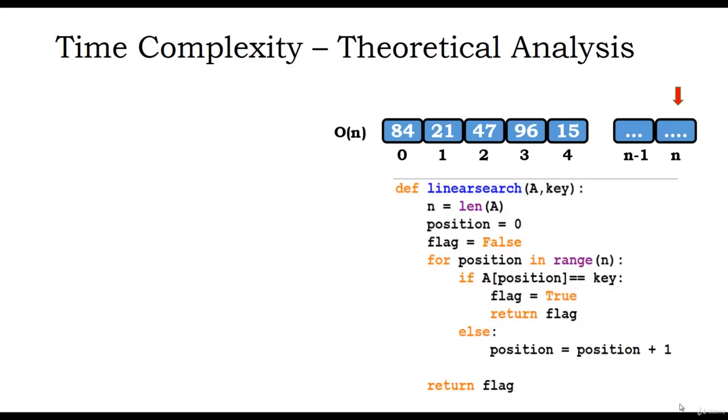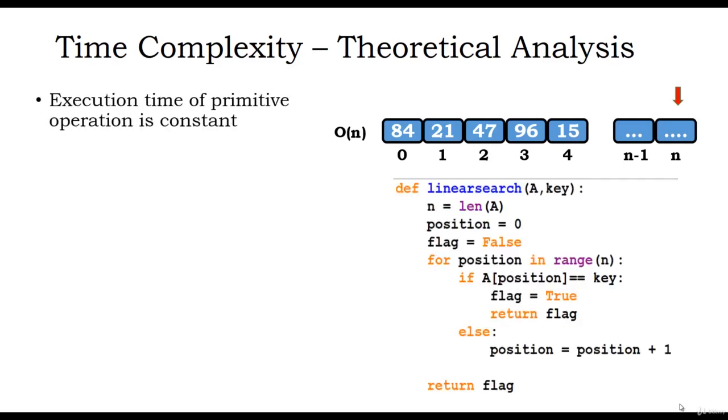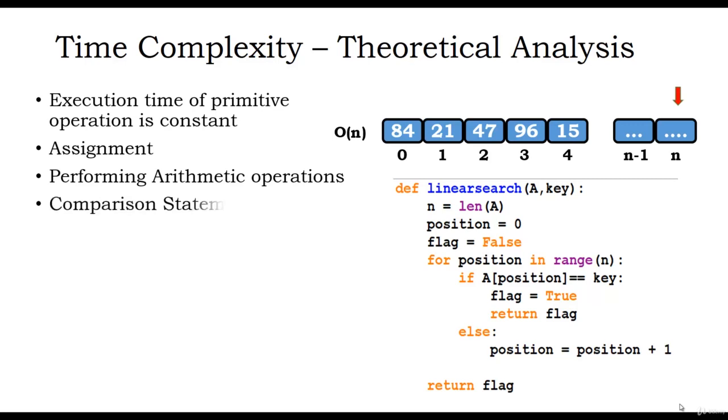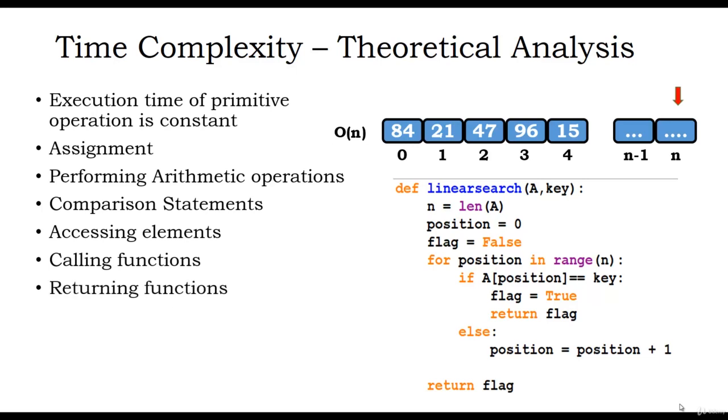In the algorithm, execution of primitive operations is taken as constant. That is, we assume that a constant time is taken for any primitive operation, that is, assignment, performing any arithmetic operations, comparison statements, accessing elements, calling functions, as well as returning functions. Let us try to examine the mathematical function.